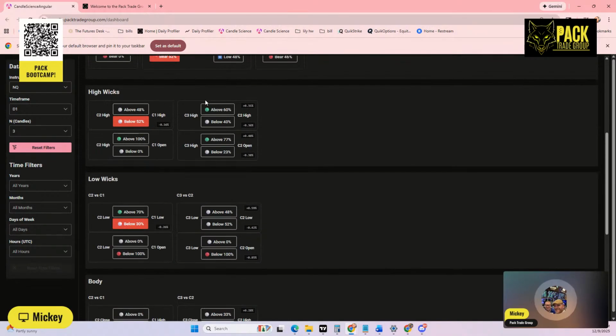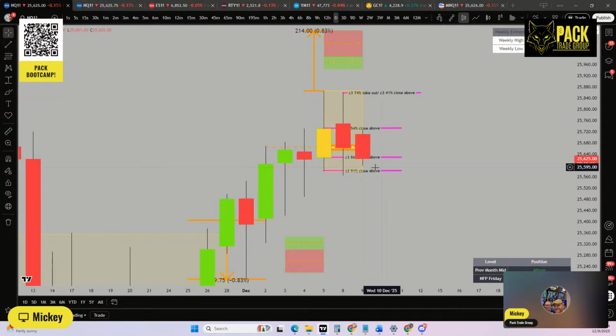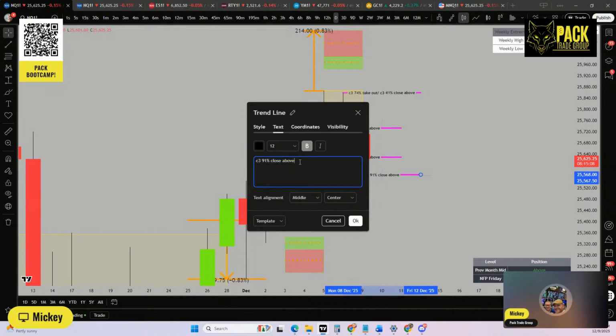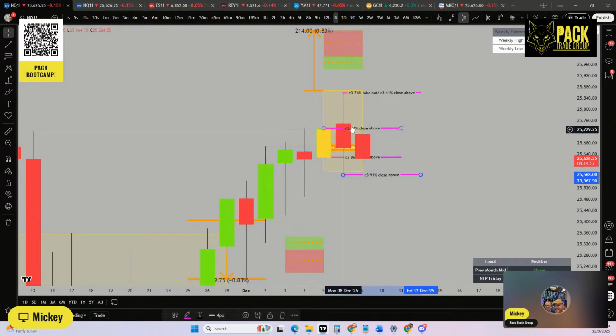So our probabilities as it stands right now is a 60% probability of getting above previous day high or a 52% probability of getting below previous day low. So there's not that big of a difference. It could go either way. Right, so we're going to put that in there. So we know that this is 54% get below, and we know that this is 60%.